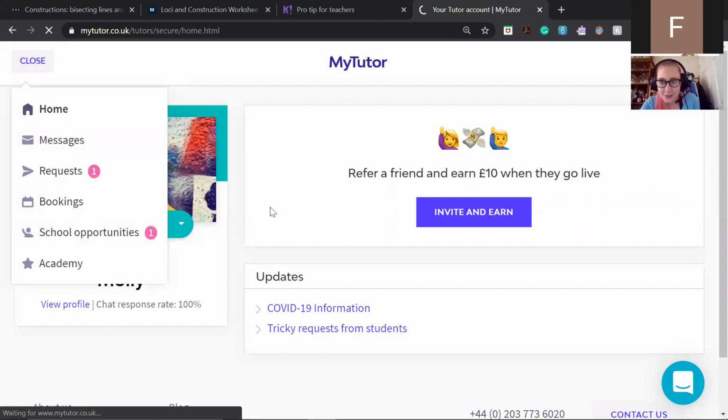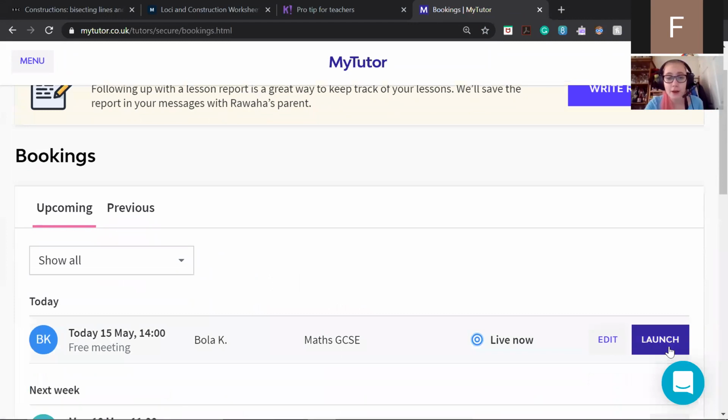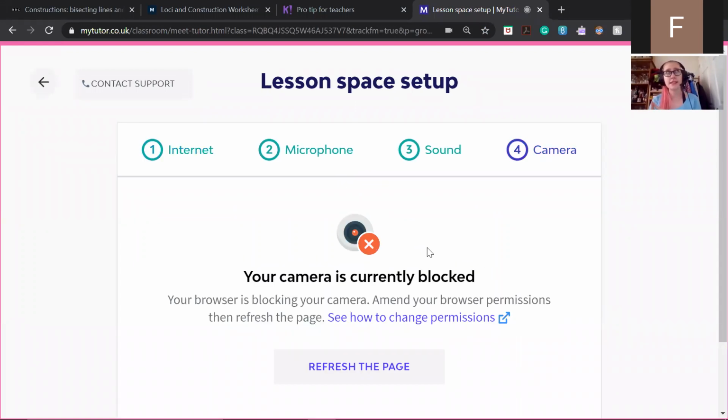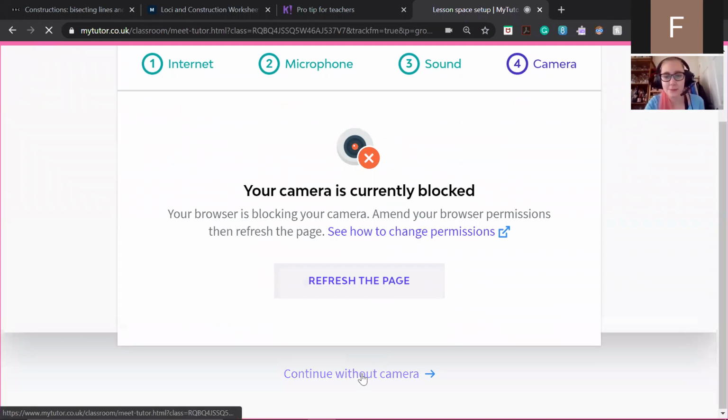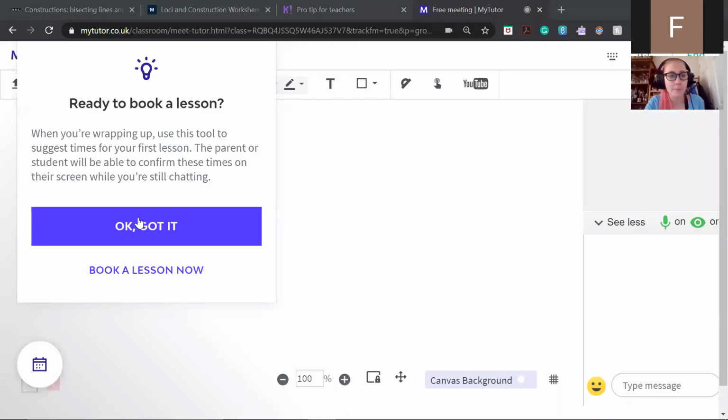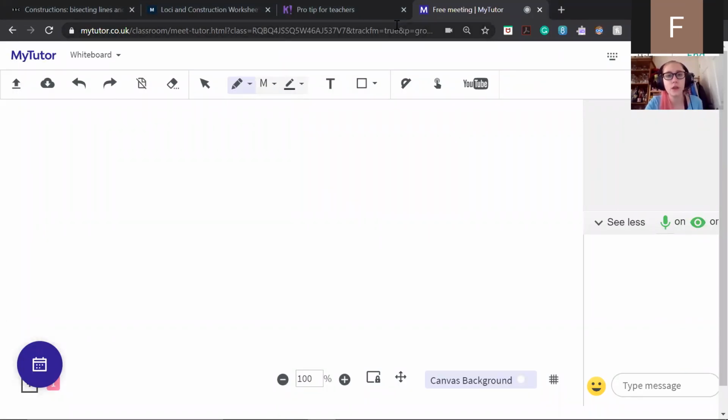Today, because it's all about loci and drawing, if you want to do along with some pen and paper, you'll need a pair of compasses, a ruler, and a pencil. That's just if you want to draw along with me. Okay, cool. Let's jump straight into it.